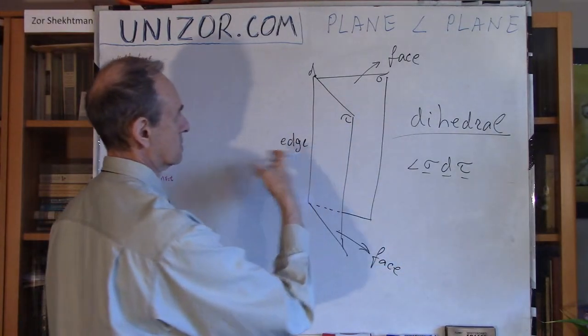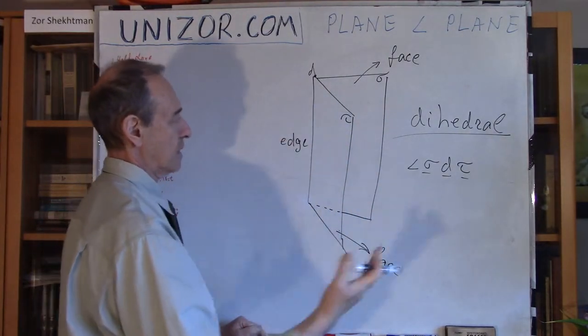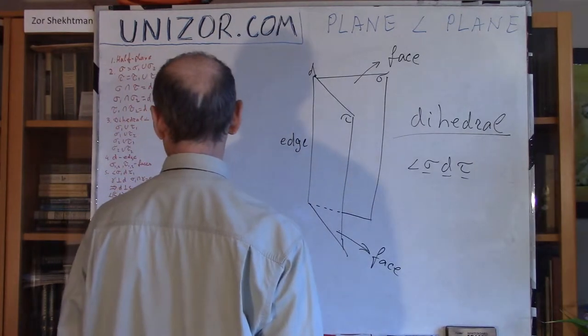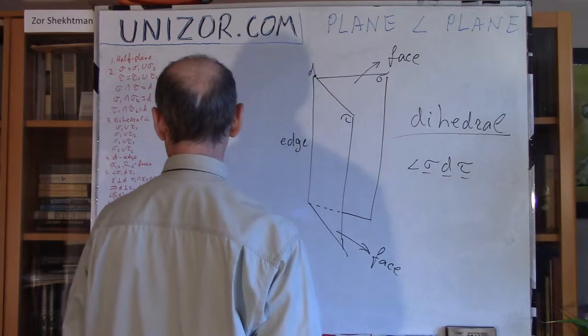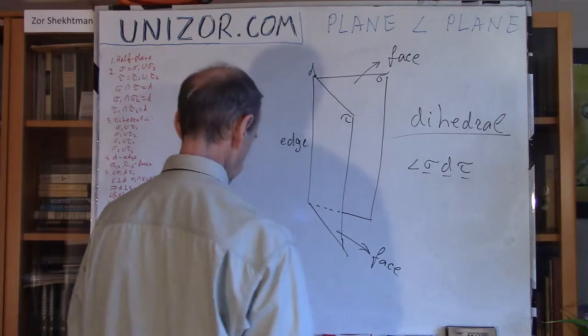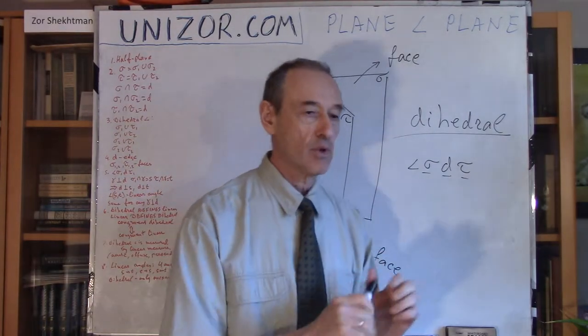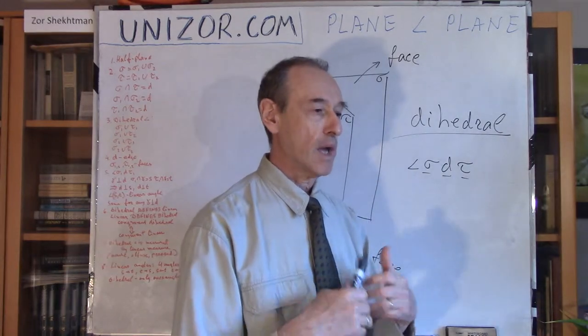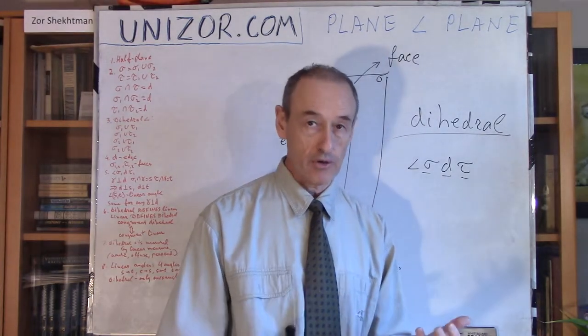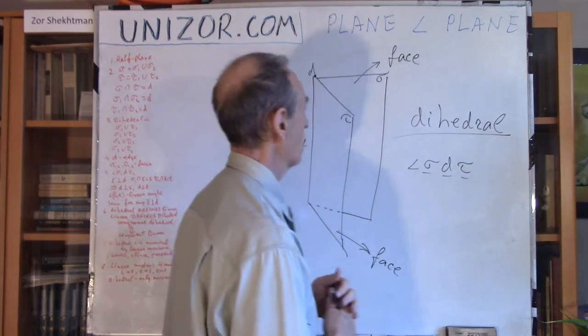So two faces and the edge basically form the dihedral angle. Okay, now this is the definition. Now let's talk about the way how we can compare and measure dihedral angles.